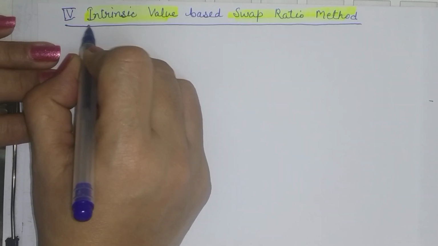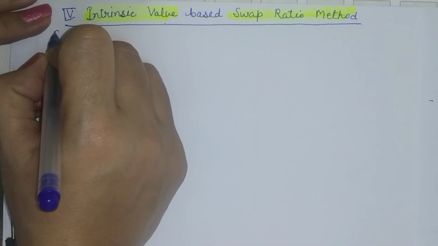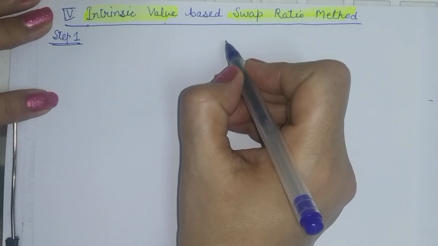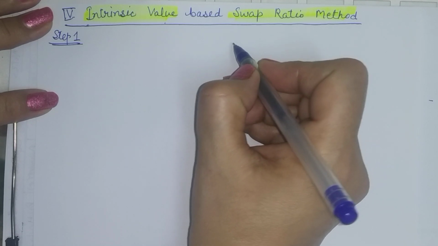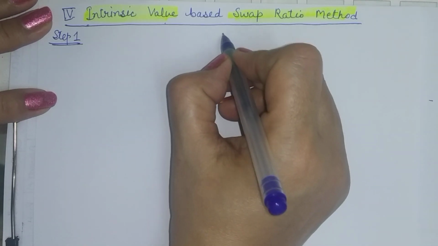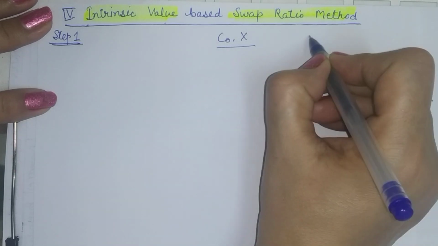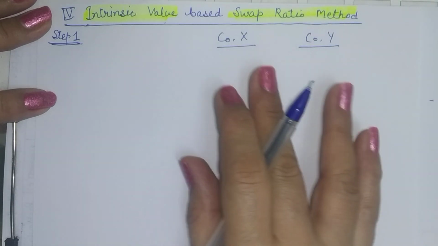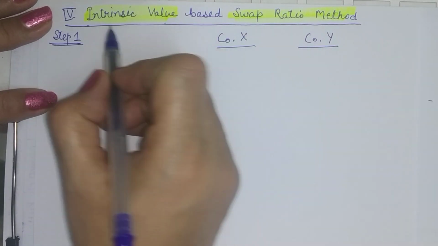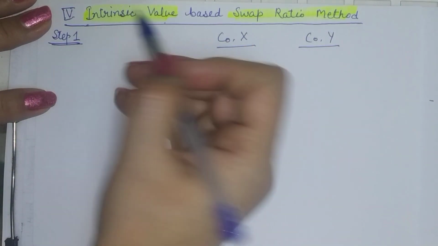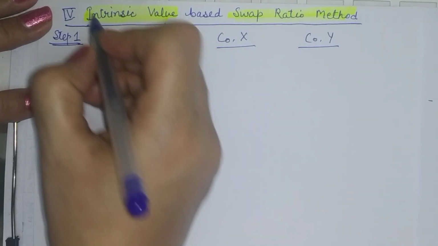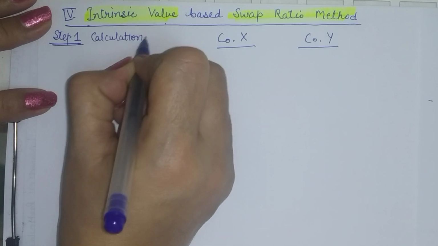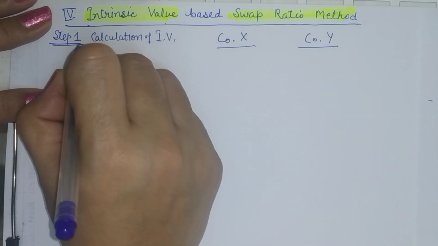So let us take up the first step, that is intrinsic value. Step 1 is to determine the intrinsic value of the shares of both the companies concerned. That means the purchasing company as well as the selling company. So let us say that one is company X, another is company Y. For the time being, we are not saying which one is the buying or selling company. Just take the case of two companies. Swap ratio is based on intrinsic value, and intrinsic value is net assets spread over the equity shares. So step 1 is calculation of intrinsic value of the shares.